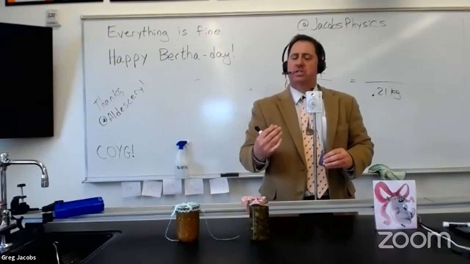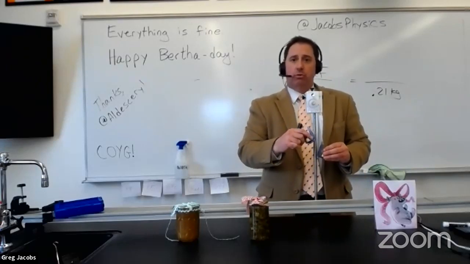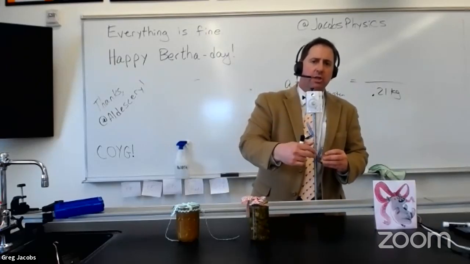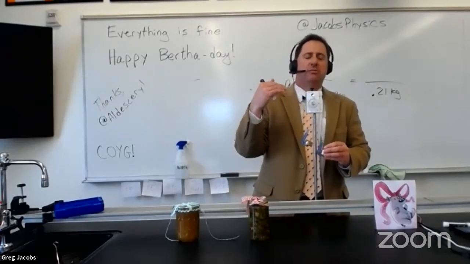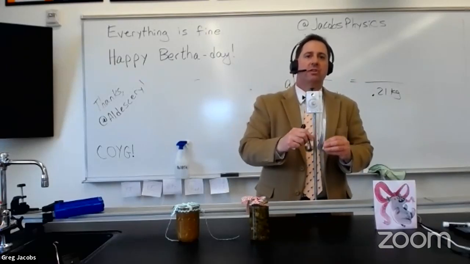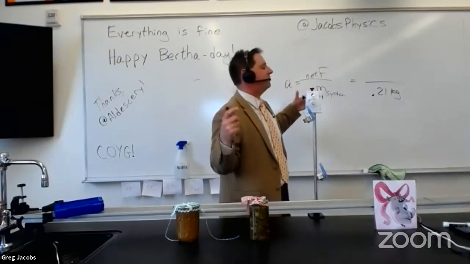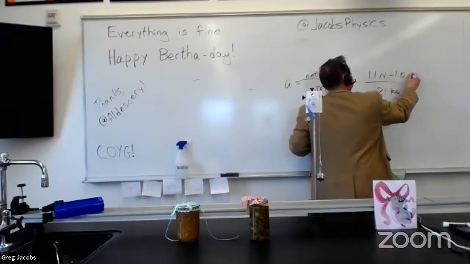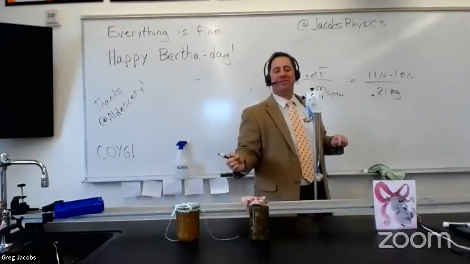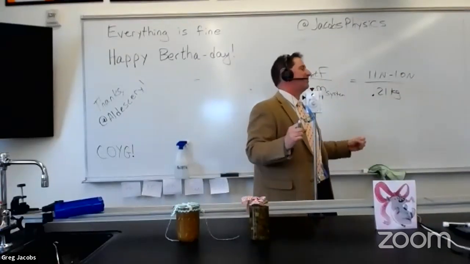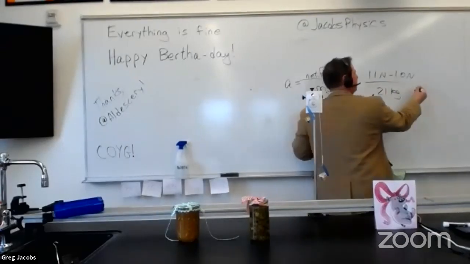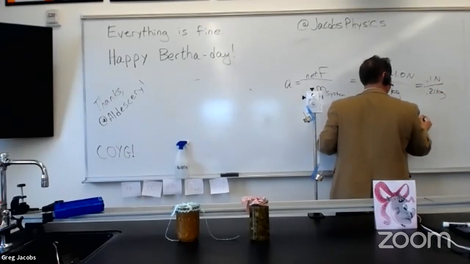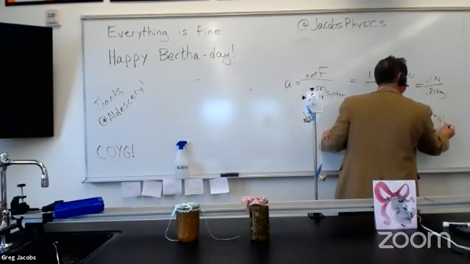So the net force is provided by the Earth. The Earth pulls 0.1 newtons this way, 0.11 newtons this way. You have to subtract the two. I said it all wrong. There we go, let's just write it out. 1.1 newtons this way, 1.0 newtons this way. Subtract the two, you get 0.1 newtons over 0.21 kilograms equals 0.48 meters per second squared.